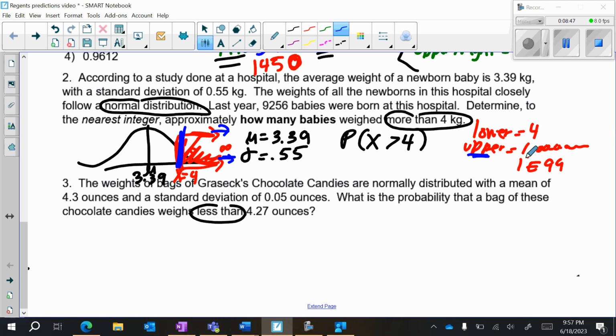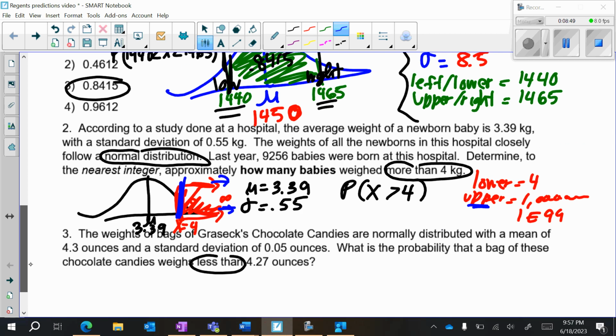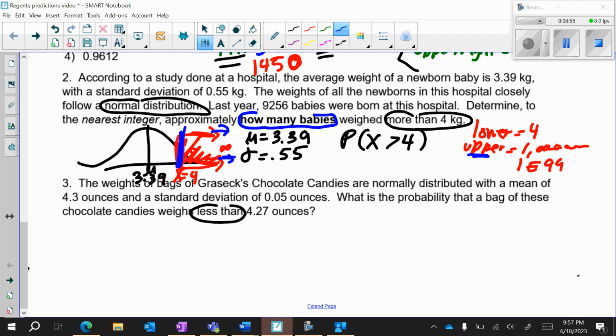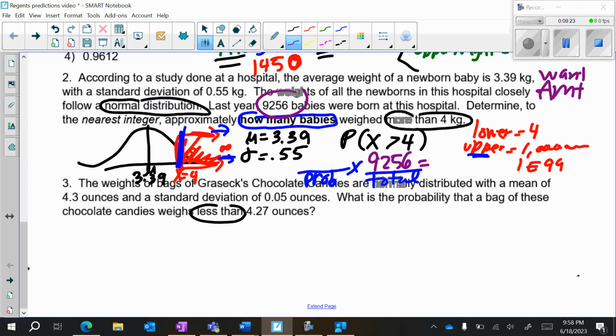But please note, if they don't ask you for a probability like number 1, which above they asked for a probability, here they said how many. So if they ever ask you how many of whatever it is, then you have to take the probability and multiply it by the total amount in the question. Once we do 2nd Vars, normal CDF, lower bound, upper bound, mu, sigma, you're going to get a probability. Whatever you get, you multiply that by the total in the sample, which is 9256, and that's going to be the amount. So this time we want an amount, not a percent or a probability.